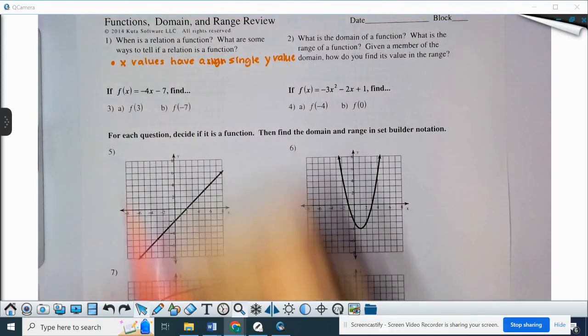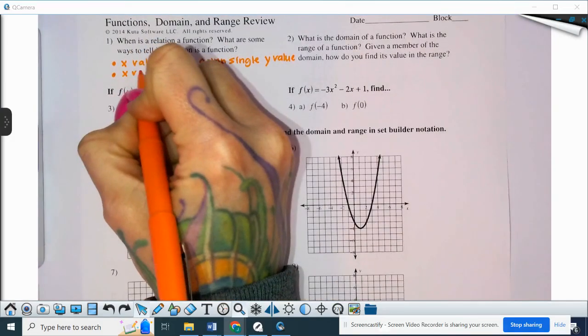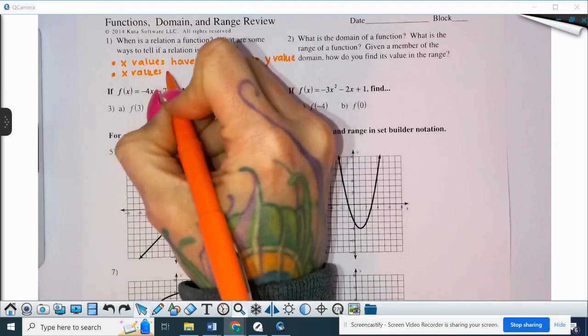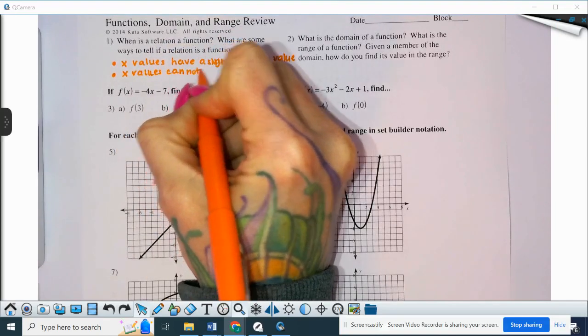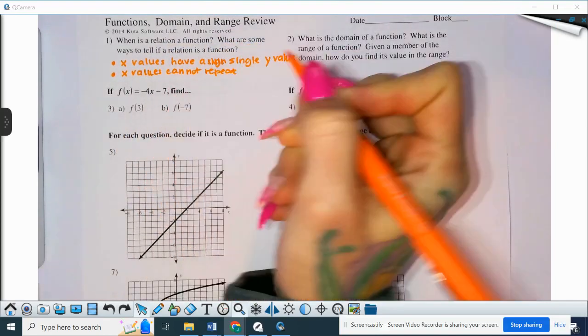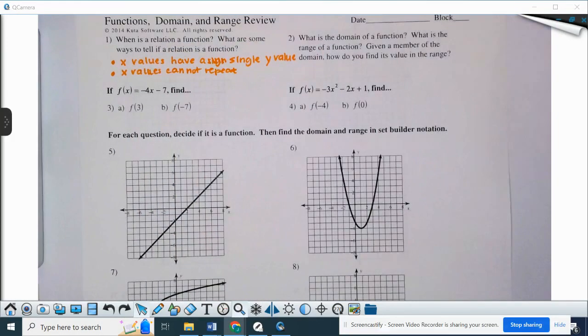So maybe that's another thing. X values cannot repeat. What are some ways to tell a relation is a function? A relation is just a list of coordinates. It can be dots on a coordinate plane. It can just be a table, or it could, like I said, be just a list of coordinates. That's a relation. The function part is where you have to decide.